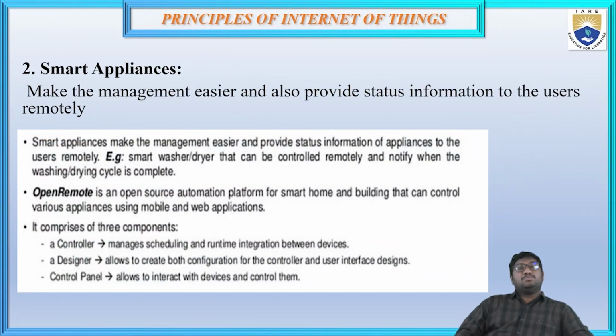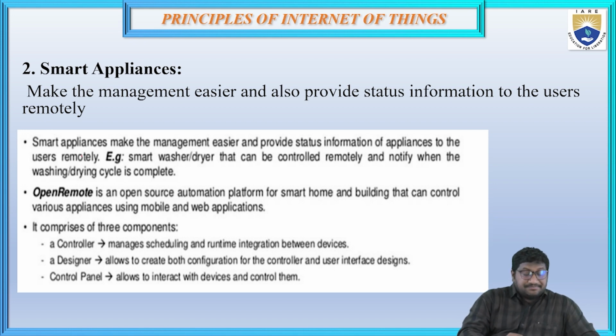And the second factor was smart appliances, which are established in this smart home. What are smart appliances? Smart appliances are like the washer and dryer, which I can control by using a web application or a smart gadget. Sitting in my office, I can manage the dryer and the smart washer. These things are officially called smart appliances. Here we are establishing smart appliances in our home automation to make management much easier and also to provide status information to the users.